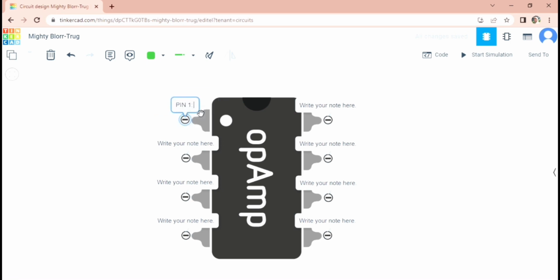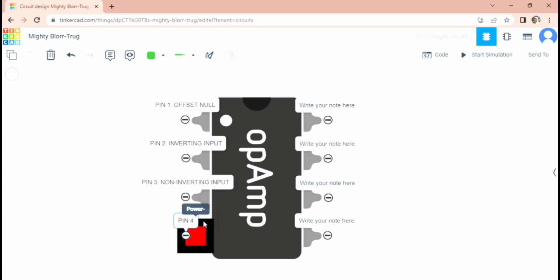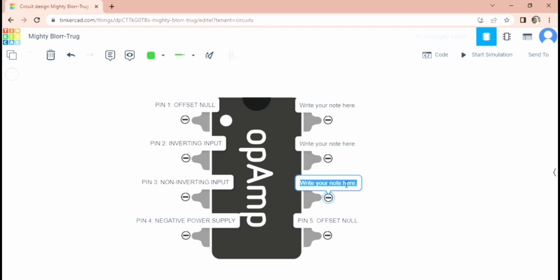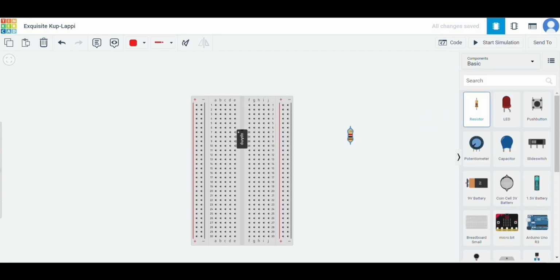We need to know that the op-amp has 8 pins in total, in which pin 1 is offset null, pin 2 is inverting input, pin 3 is non-inverting input, pin 4 is for the negative power supply, pin 5 is an offset null, pin 6 is for output, pin 7 is for the positive power supply, and pin 8 is not connected to anything. After placing the op-amp on the breadboard, we are now going to place resistors.